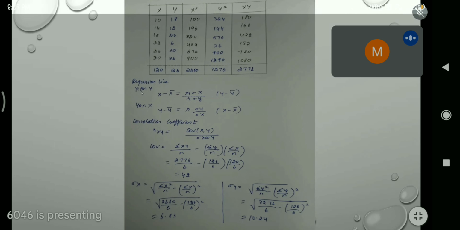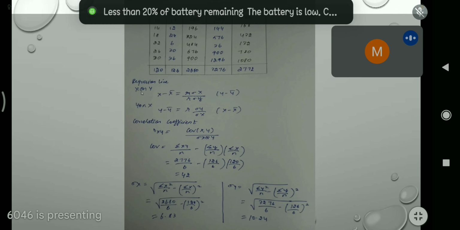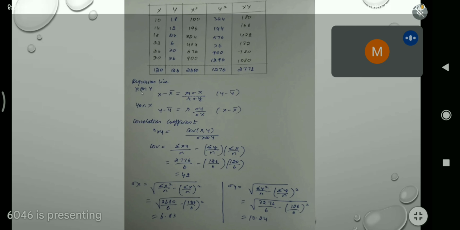Now we have to find the standard deviations of x and y, that is, sigma x and sigma y. Sigma x is the square root of summation x square by n minus the whole square of summation x by n. We get sigma x as 6.83 and sigma y as 10.24. On substituting the values, rho xy equals 42 divided by 6.82 into 10.24, that is, covariance of xy by sigma x sigma y, and we get the answer as 0.601. This is the mathematical solution of the question.